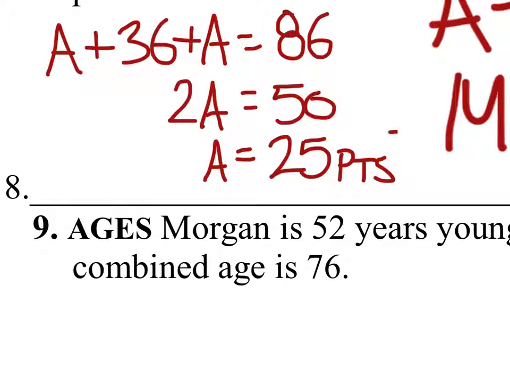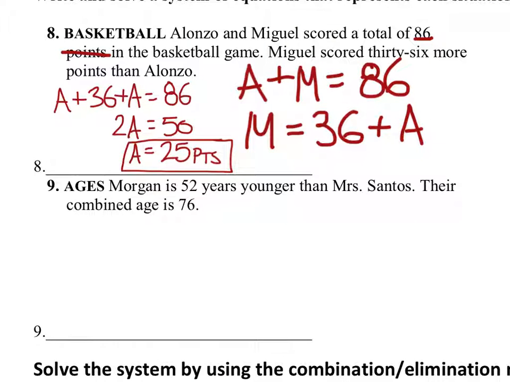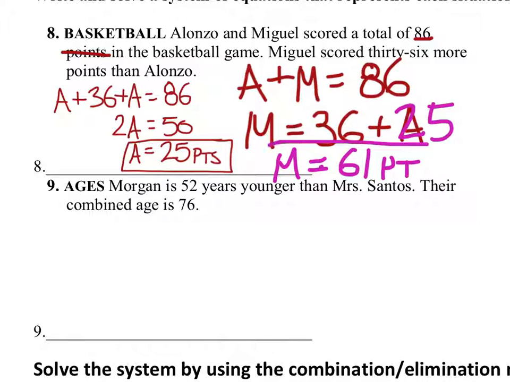Is Alonzo X or Y? Alonzo is A. If you use X and Y, you have to tell us which one they represent. Okay? Now that we know Alonzo scored 25 points, it's a lot easier to figure out the value of M. All I'm going to do is take this A over here and replace it with 25. So 36 plus 25 would be 61. So it looks like Miguel, he's going to score 61 points, which is a lot more than 25.